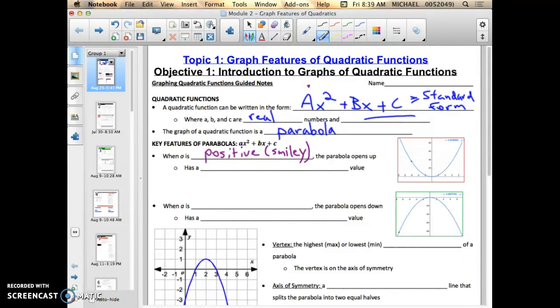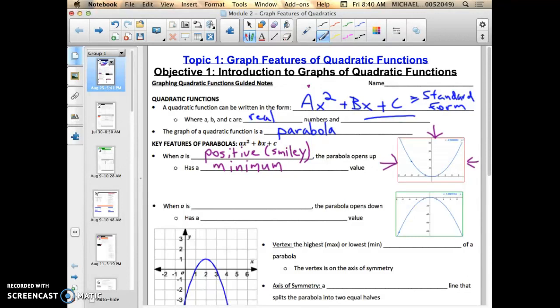It makes a smiley. Positive people are happy, it makes smiley faces, alright? And this is important too, you have to remember that positive and minimum go together. So when a is positive, it makes a smiley face, means it opens up, and it has a minimum value. And that is displayed right here, this graph.